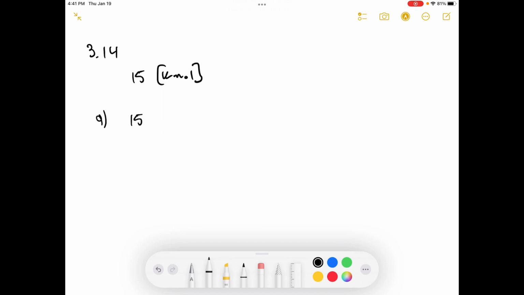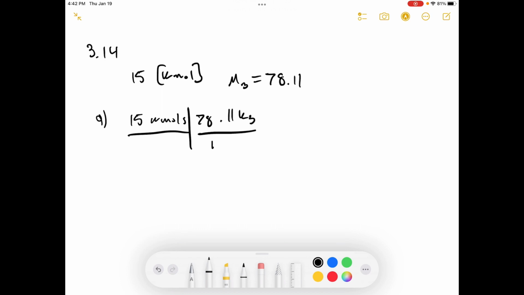Okay, so we have 15 kilomoles, and we need to multiply that by the molar mass. The molar mass of benzene is equal to 78.11, that's kilograms per kilomole, or 78.11 grams per mole. So however you want to relate that. Anyway, this equals 1.2 times 10 to the 3 kilograms.